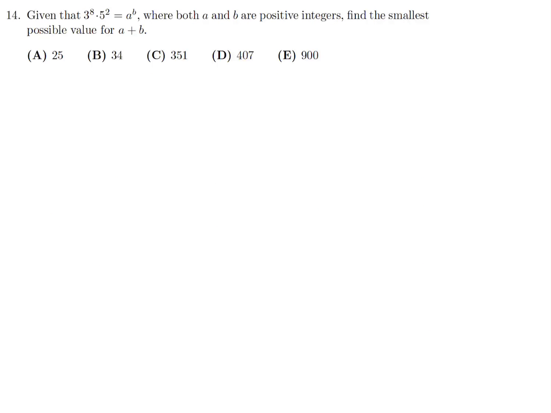Given that 3 to the power of 8 times 5 to the power of 2 is a to the power of b, where both a and b are positive integers, find the smallest possible value for a plus b. All right, so 3 to the power of 8 times 5 to the power of 2 is a to the power of b, and they want the minimum value of a plus b.